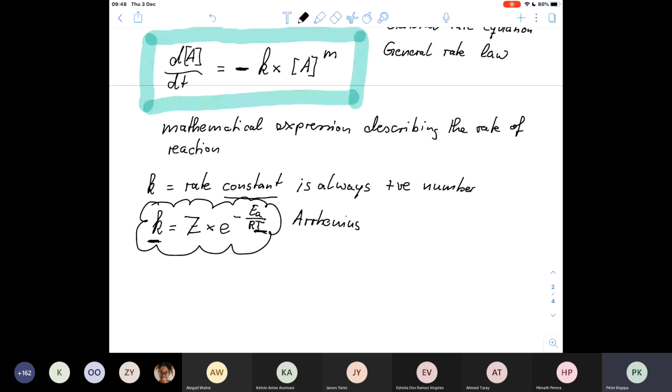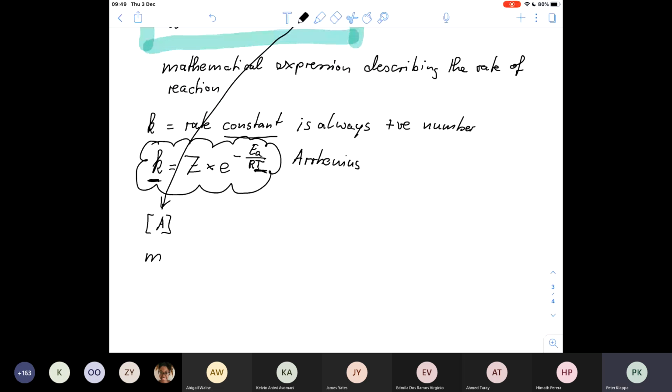So we have a link between the rate constant and the temperature. What else have we got? We've got the concentration of A, obviously. That's this guy here. We don't need to worry too much about that in the first place. And we have this M. This M is the rate order, or order of the reaction.